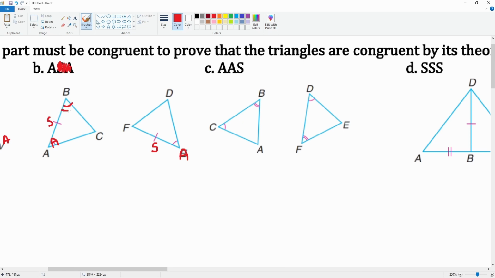So here you go. B, this would get you your third angle. And this also has to be an extra angle that has to be congruent. So angle B right here has to be congruent to angle F. If we know that, we can draw those two curves. Then we can prove it using angle side angle.